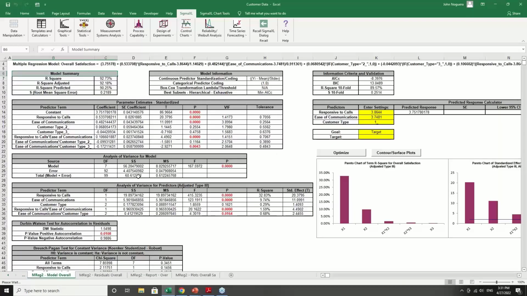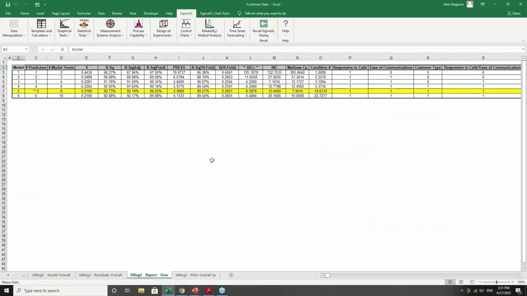Okay, so this is a more complex model. This is the one that minimized AICC, and it does include more terms in the model. And of course, you can compare the R-square and the R-square adjusted and the R-square predicted. But what we'll do is we'll look at that report.